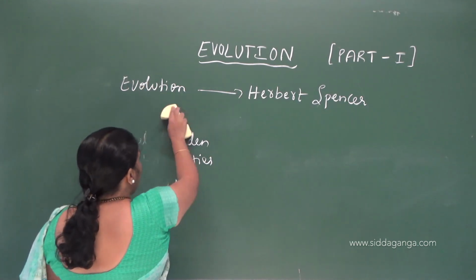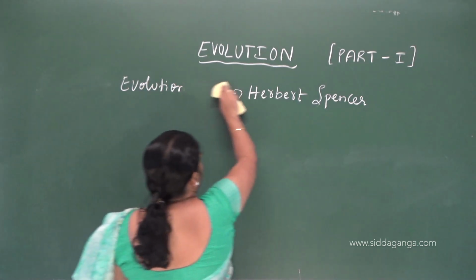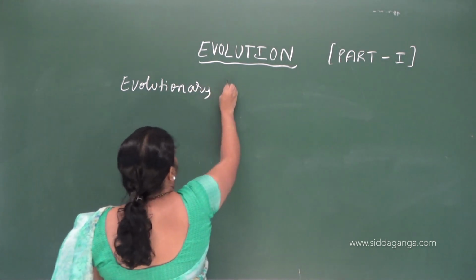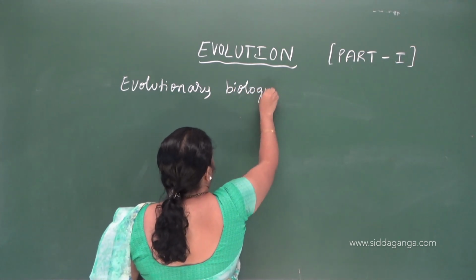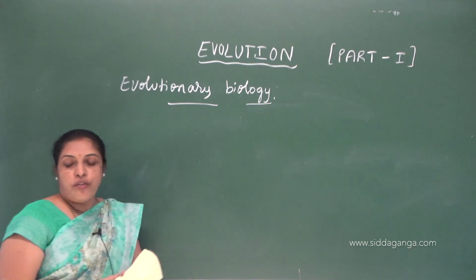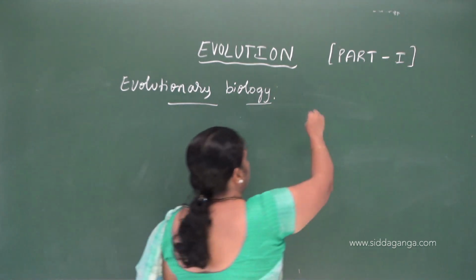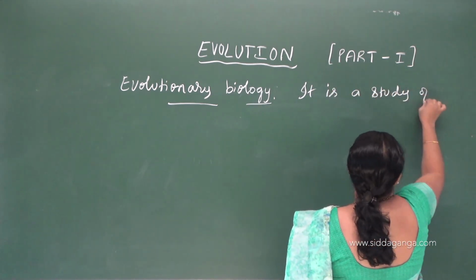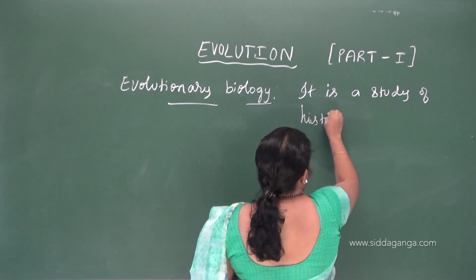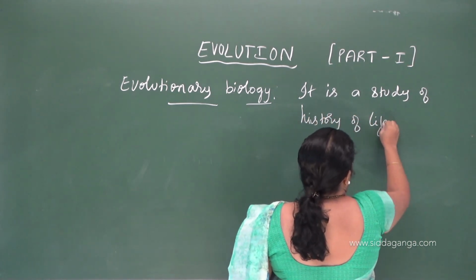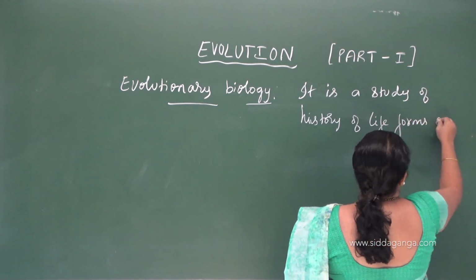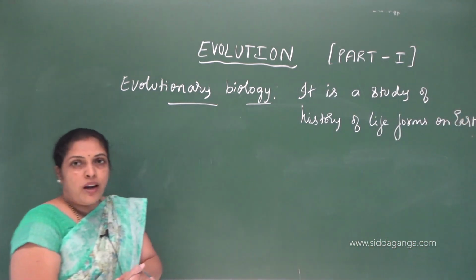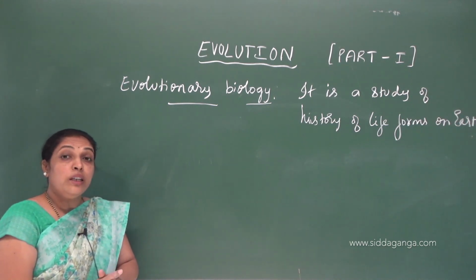So evolutionary biology means the study of history of life forms on this earth. Evolutionary biology is nothing but the study of history of life on earth.